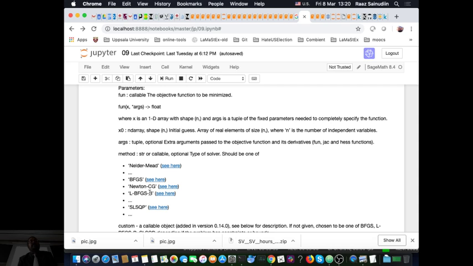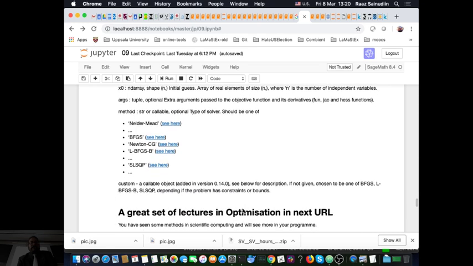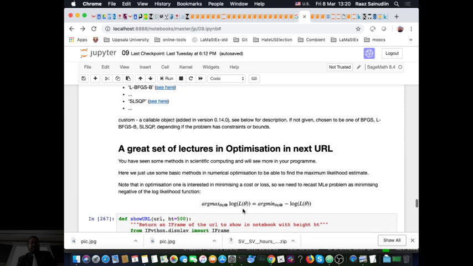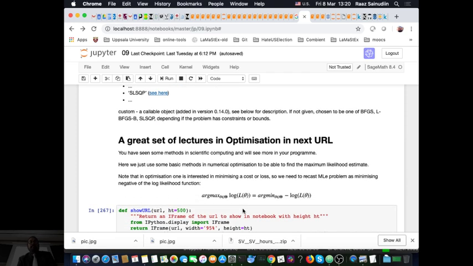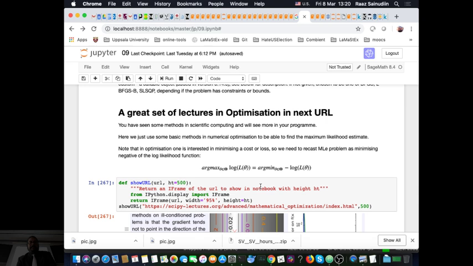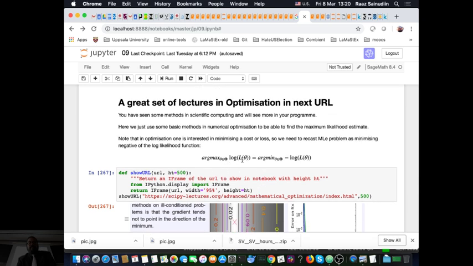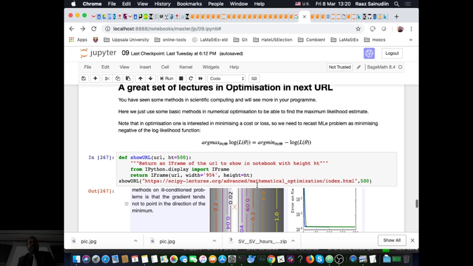This is a Newton conjugate gradient method, and this is some low memory version of it, and this is sequential quadratic programs. You'll see this in detail later, but for now, just pretend it's some black box that's going to give you an answer. So this is what I said: the argmax of the log likelihood is nothing but the argmin of the negative log likelihood.